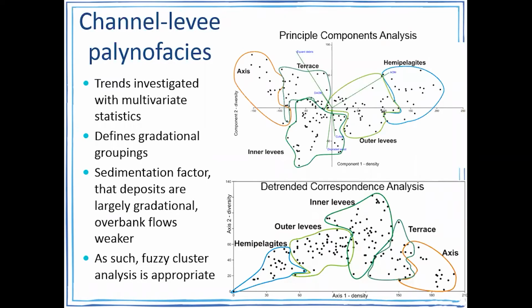Obviously, these are quite complex signals that are coming through, so it was appropriate to use some multivariate statistics to investigate the different groupings. What you'll see here is principal components analysis and some detrended correspondence analysis of the samples. And in there, we're able to define loose groupings that are to an extent gradational, but show a transition from the channel axis through the various overbank settings out into our hemipelagic type deposits. But these are very gradational and quite loose groupings.